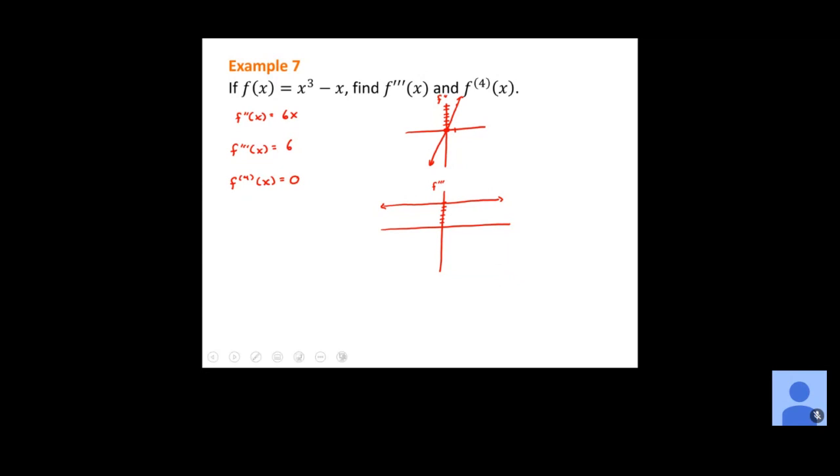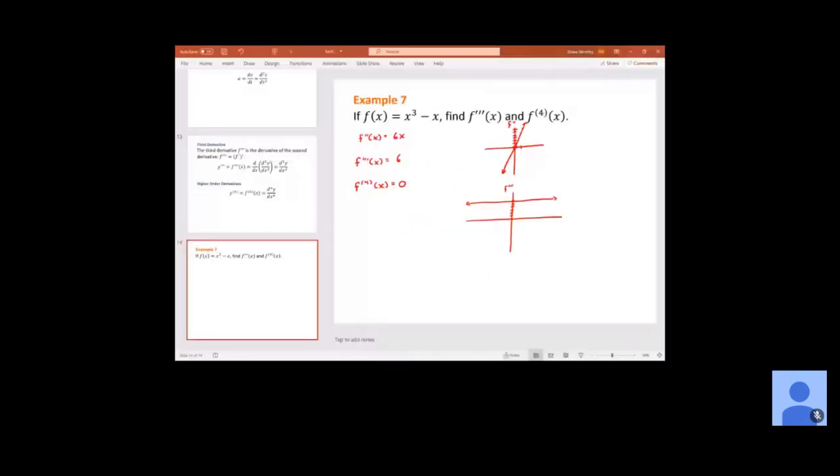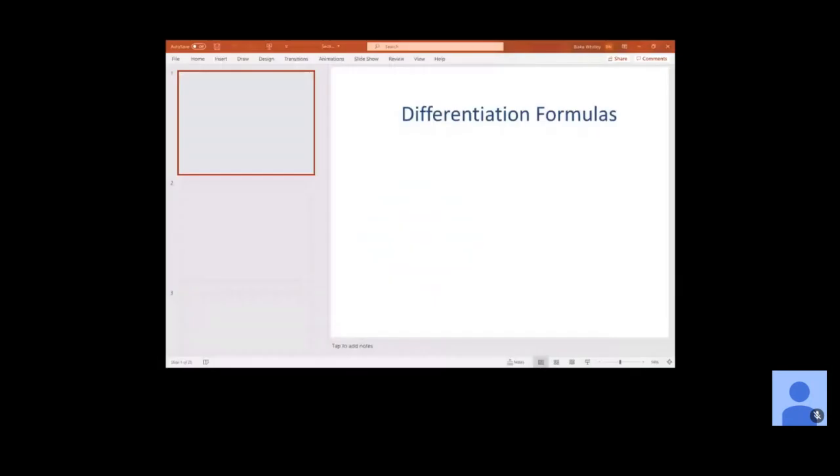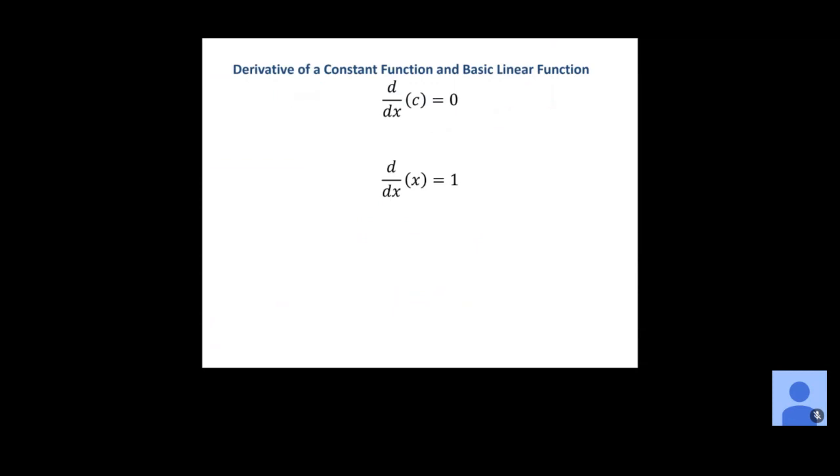All right. So that's everything from 2.2. So now we're going to go into 2.3. And like I said, this is where we're going to learn some of our shortcuts to find these derivatives. All right, so these are our differentiation formulas. And so we're going to look at a bunch of different ways that we can calculate derivatives where we don't have to use the limit definition anymore. And we're going to start out with some basic ones here.